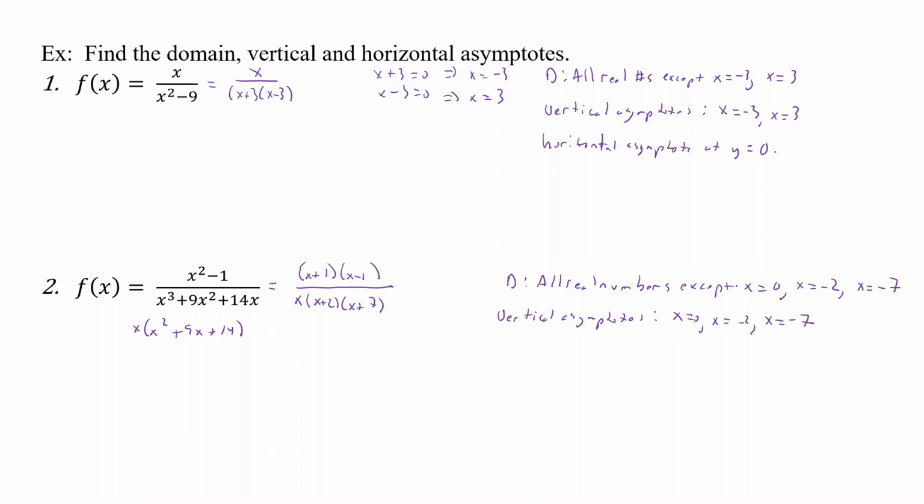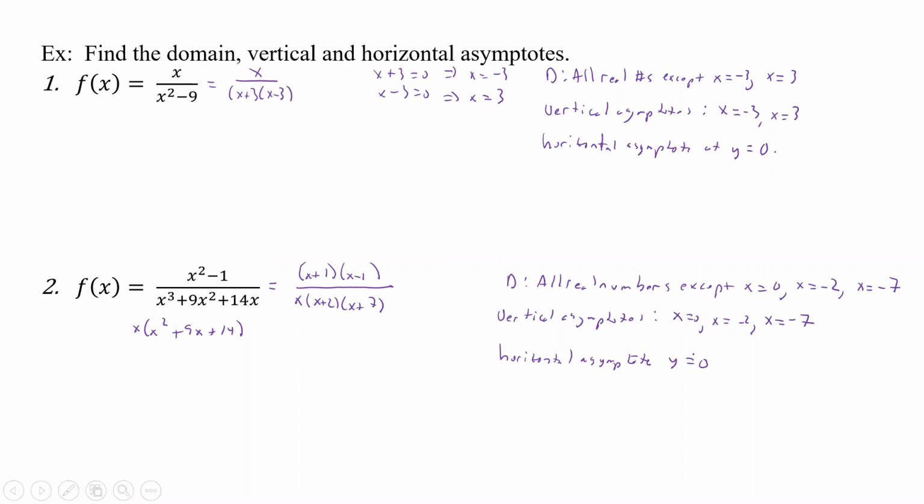Okay. Now, what else do we need to know? Oh yeah, the horizontal asymptote. So here we go. Squared, cubed, same thing here. It's one different and the numerator is smaller. And so we have a horizontal asymptote at y equals 0.